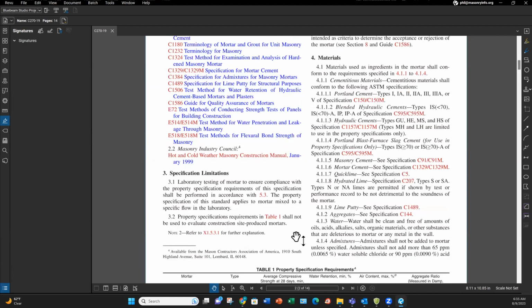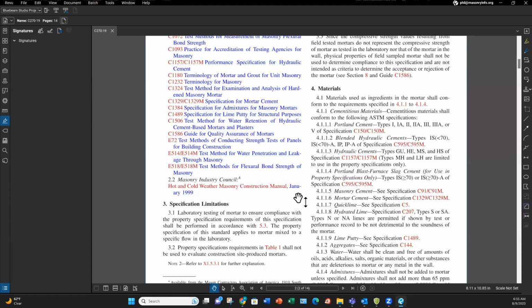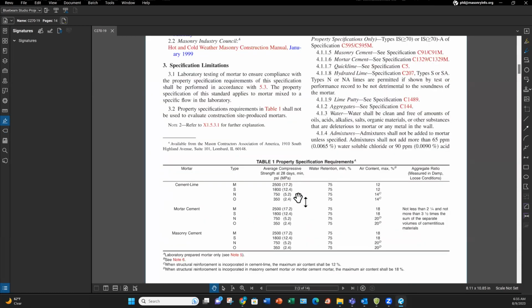And it does talk about here also that property specification requirements in table 1 shall not be used to evaluate construction site produced mortars. A common issue we see on projects is that we're using those 2x2-inch mortar cubes. They're filling them on a job site out of their wheelbarrow with our site mixed mortar. They're curing them, taking them to a lab, and then testing them for compressive strength. If the compressive strength comes back low, it causes an issue, but we're not really testing what's in the wall, and it's not the intent of this ASTM to test our site mixed mortars based on these property specification requirements.